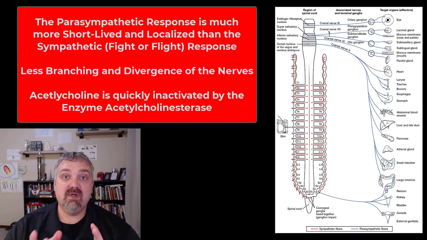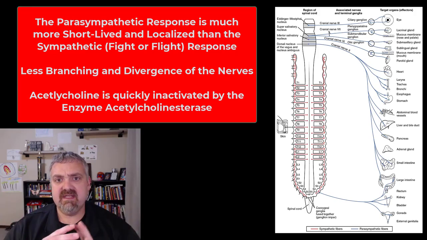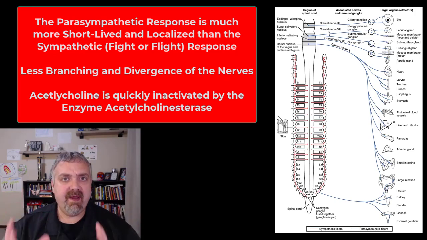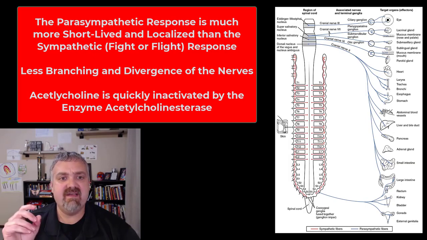These responses are very short-lived, and we've talked about that for several reasons compared to the sympathetic system. Remember, the sympathetic nervous system releases norepinephrine and epinephrine, adrenaline and noradrenaline, into your bloodstream. So the sympathetic system is going to be very wide-reaching and it's going to have a longer effect. But your parasympathetic nervous system only uses the neurotransmitter acetylcholine. And there's an enzyme called acetylcholinesterase that breaks that down very quickly.